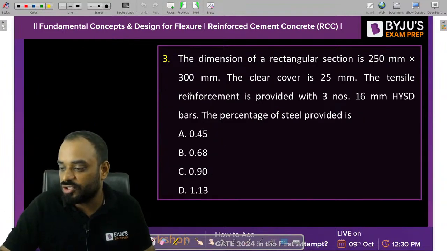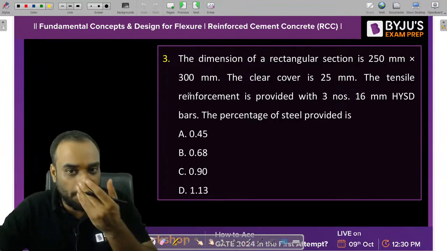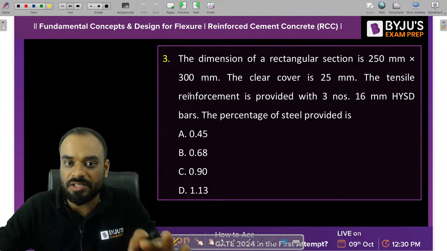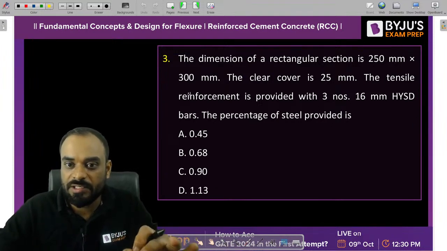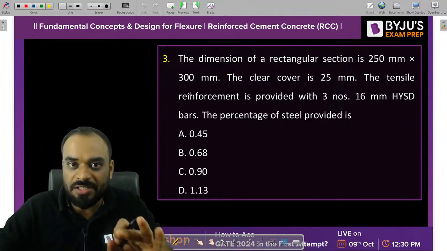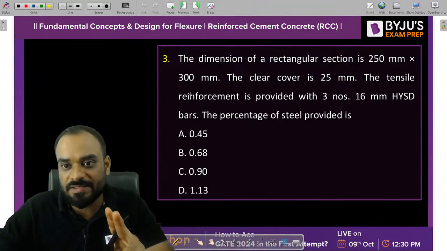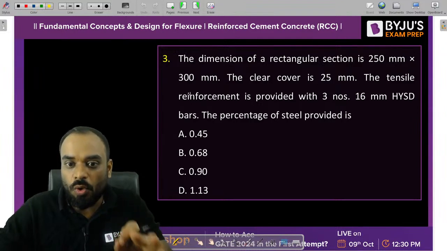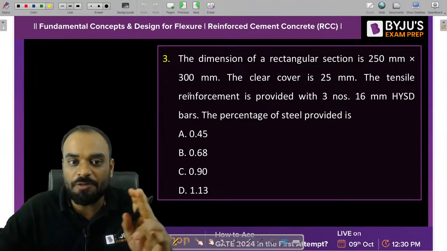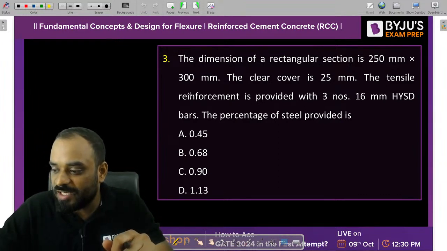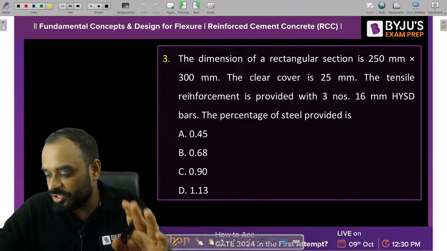Next question, guys. Next question in front of you. The dimension of a rectangular section is 250 cross 300. The clear cover is 25 mm and the tensile reinforcement which we have provided is 3 number of bar whose dia is 16. Now you need to tell me, guys, what should be the percentage of steel which you have provided in this particular case. That is the question.